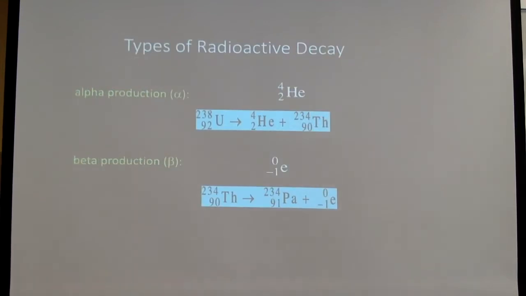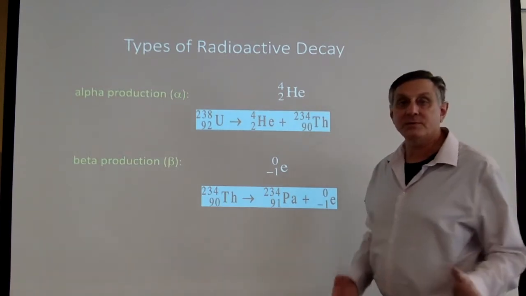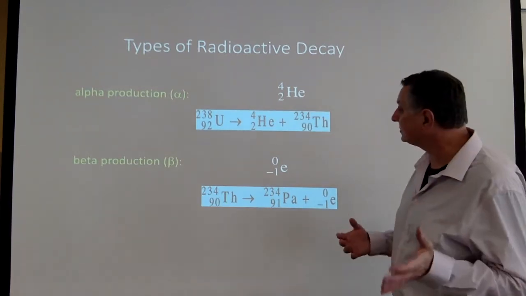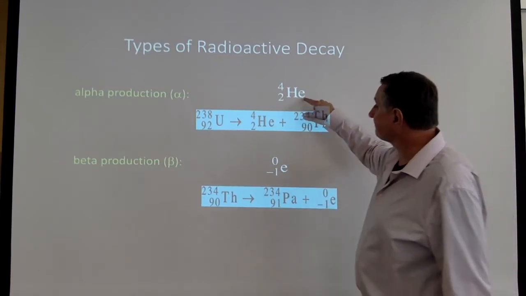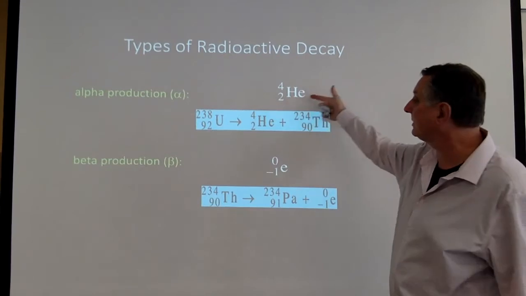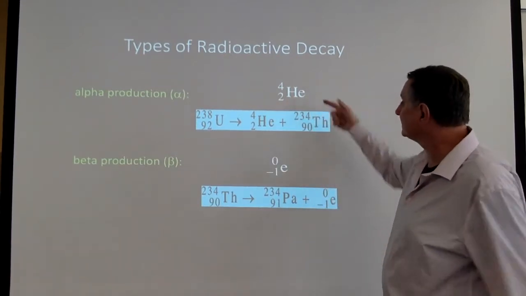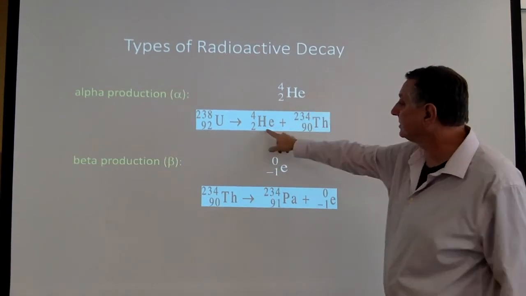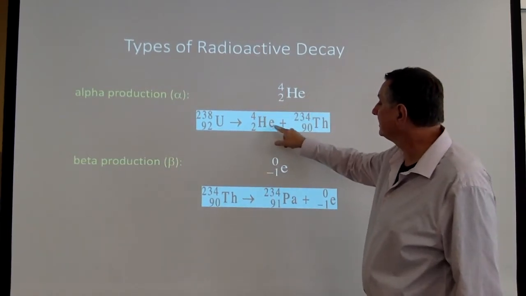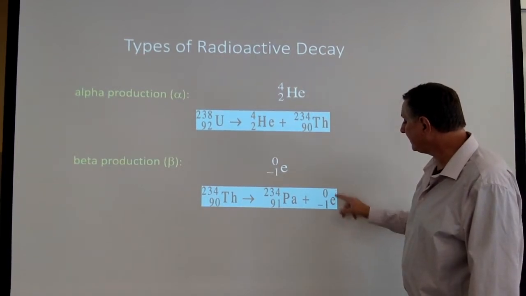Now, I think I talked about this in the last video. So to quickly review, how do we balance nuclear reactions? Well, here are examples where alpha particles are being produced. Here is an example where beta particles are being produced. In other words, this is a product. This could easily be written alpha. This could easily be written beta.